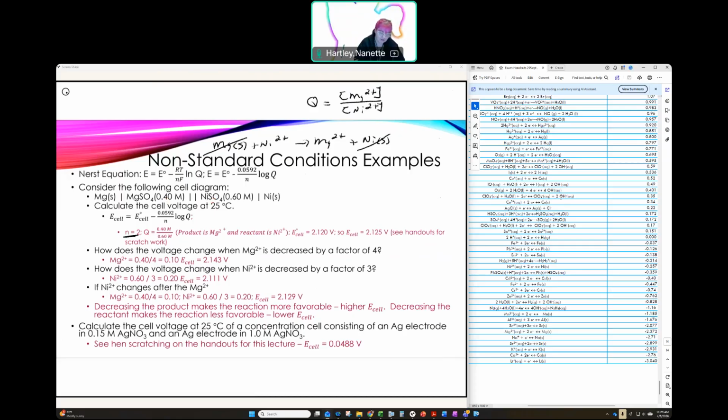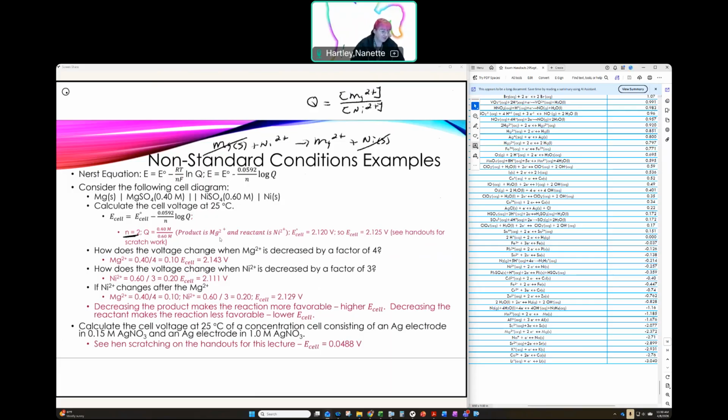Now the standard E naught for this cell is 2.12 volts. And I didn't walk through that because I assume at this point that you're familiar with pulling those values from the table and calculating a standard cell. If I plug all of that into my calculator, so I take the E naught, which is 2.120, minus 0.0592 divided by 2 times the log of 0.4 over 0.6, I get 2.125. Okay, so that's how that works.